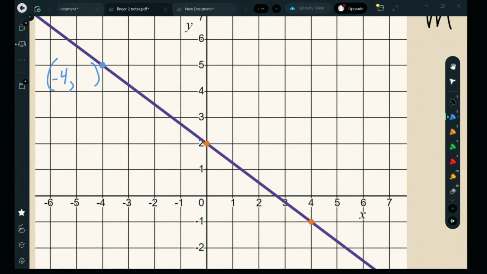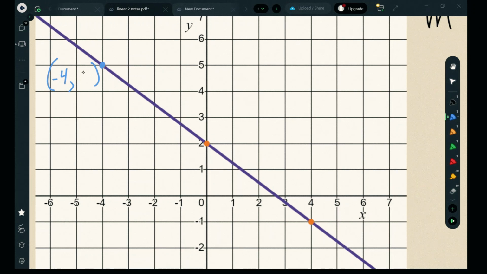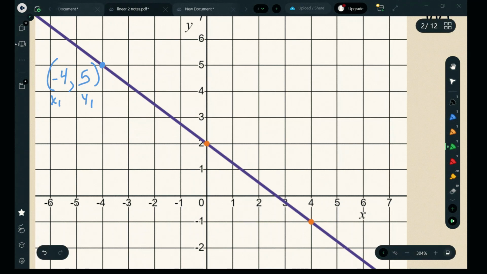To get the Y coordinate of this point, we have to project this point onto the Y axis, which means we're going to go straight over here. This is the Y axis, the vertical line. And what's that Y value? It's a 5. So the Y coordinate is a 5. So this is like my X1 and Y1. And then we can pick a different point. I'll just go with this one down here.